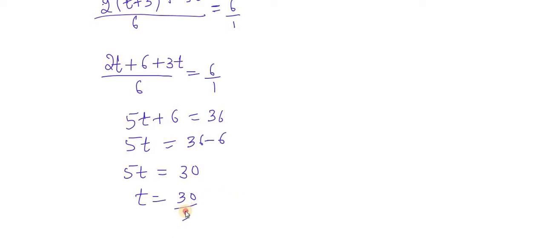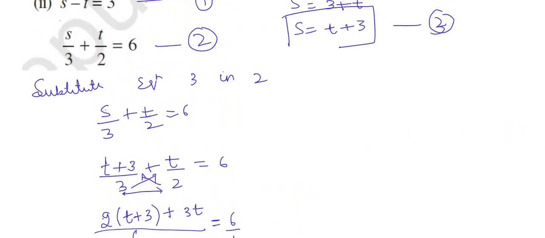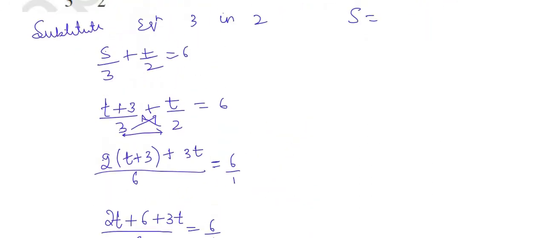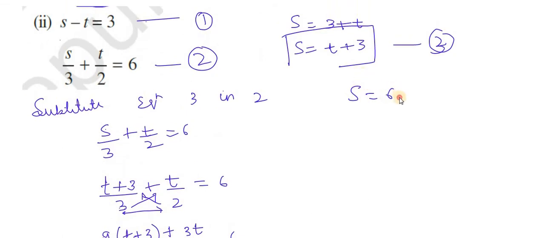So 5 ones are 5, 5 sixes are 30. So therefore t is equal to 6. We got the t value, which is equal to 6. Now substitute t in equation 1, 2 or 3, wherever you want, so you'll get s. So s is equal to, the t value is 6, so 6 plus 3, so s is equal to 9.